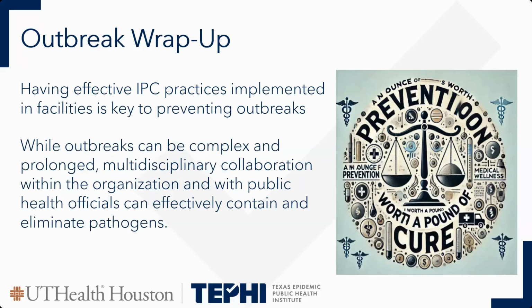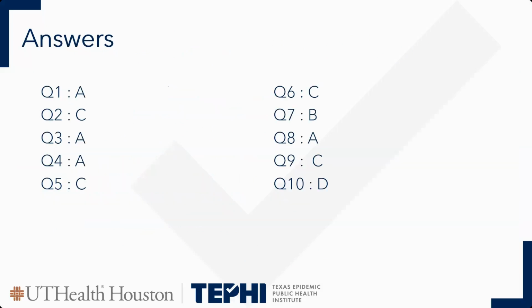And as we go through different periods of time in healthcare, there's going to be outbreaks, but having multidisciplinary collaboration, being clear, knowing what to do, being aware of what resources and staffing we have in our facilities can really help keep our patients safe and our staff members safe. So here are the answers.